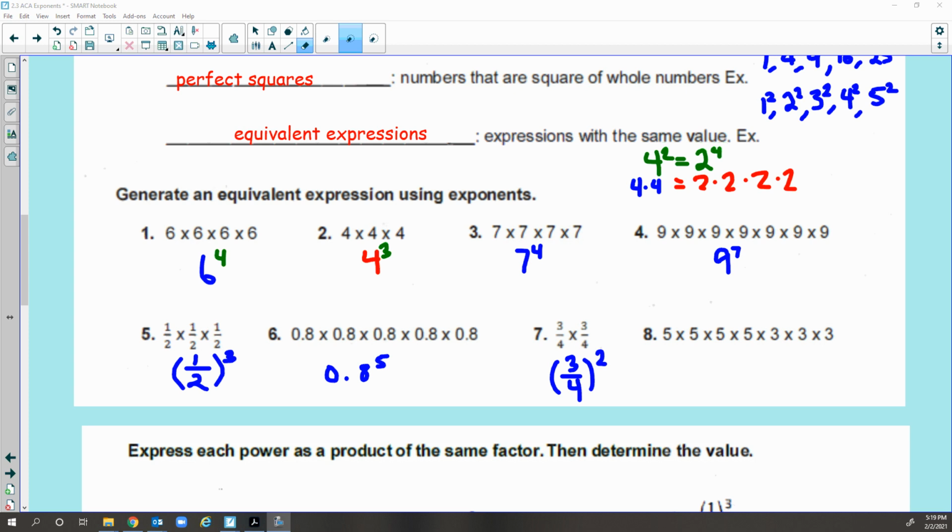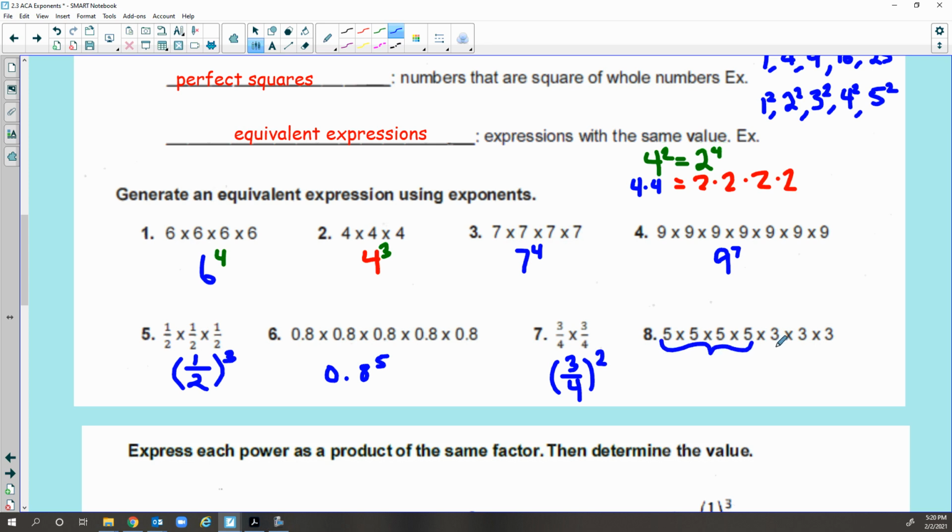All right, good job. Take a look at 3, 4, 5, 6, and 7. Did you get what I got? On number 5, you can just put the fraction in parentheses and put the exponent above it. And the same with number 7. I wanted to save number 8 for us to do together because I noticed something a little funky.